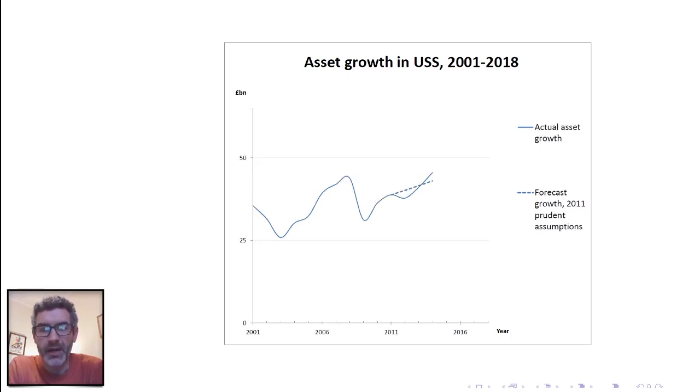So I'll move that graph down a little bit. And let's carry on that forecast up until 2018. And of course, in 2014, 3 years later, there was another valuation. And that's where the assets had got to by the valuation date in 2014. That's the solid line. So what was the forecast at that point? Well, it looked like this.